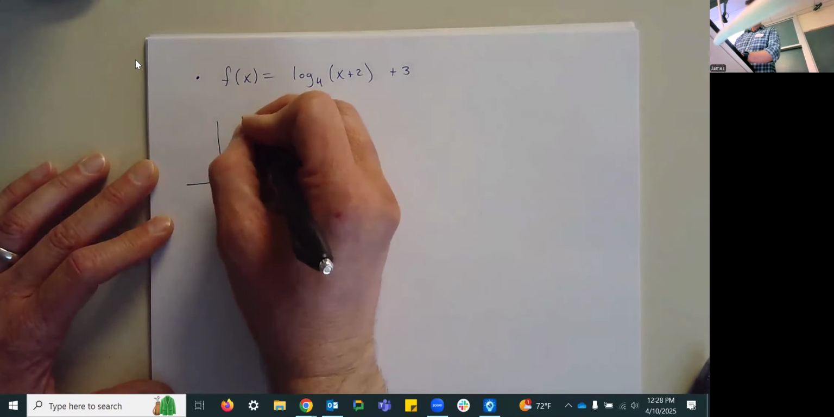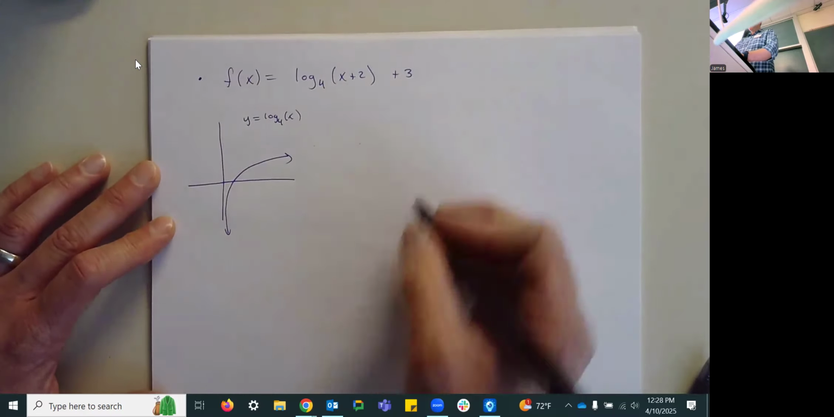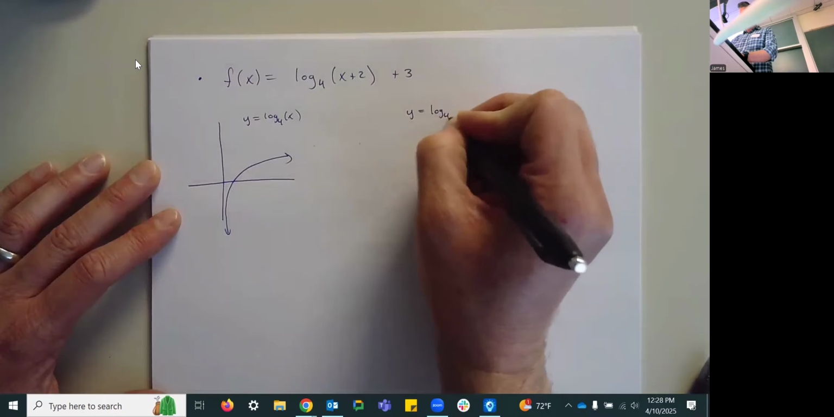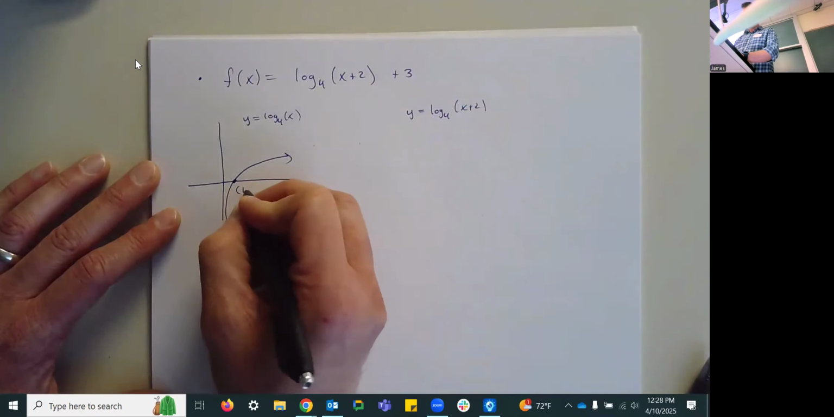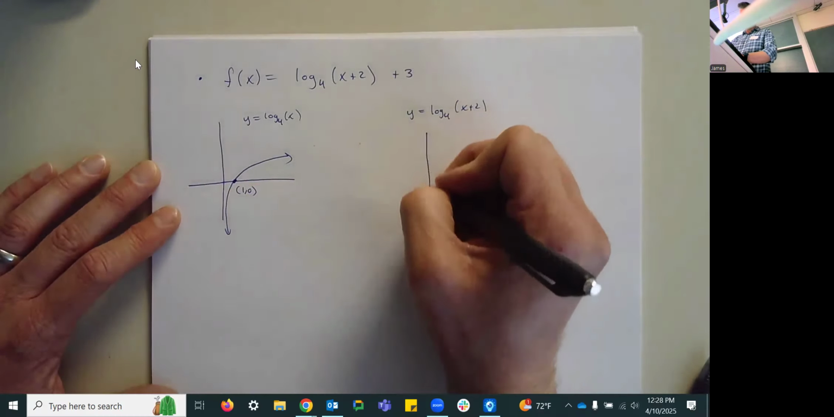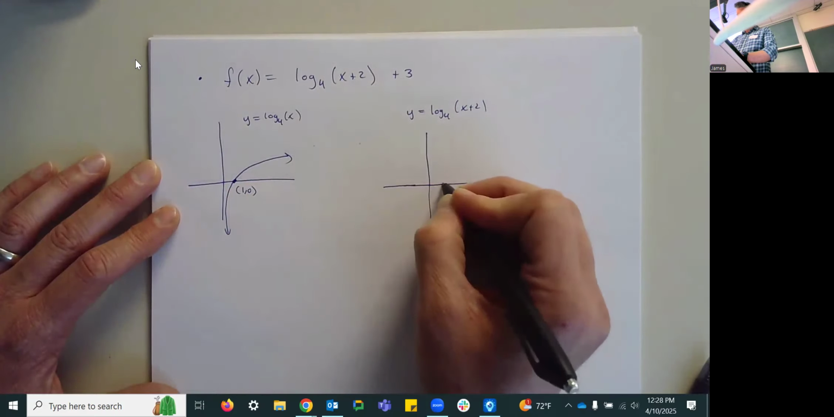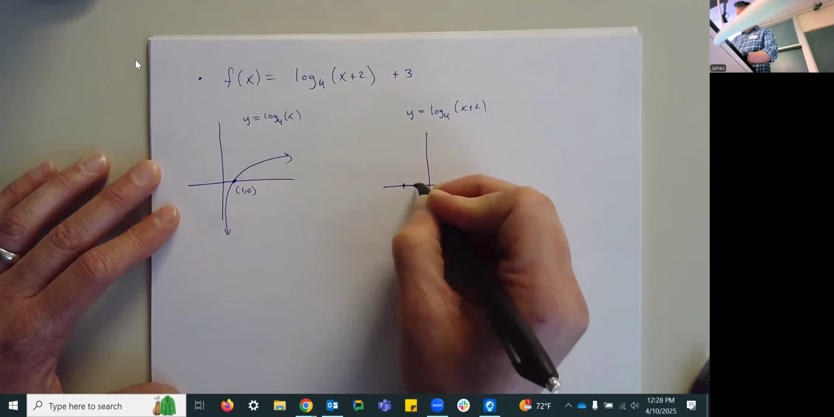So here's my y equals log base 4 of x. And then if I shift it left 2, look at y equals log base 4 of x plus 2. Well, this point that was at (1, 0) is now going to move 2 to the left. And 1 minus 2 is negative 1. So we're going to end up over here with that x-intercept.